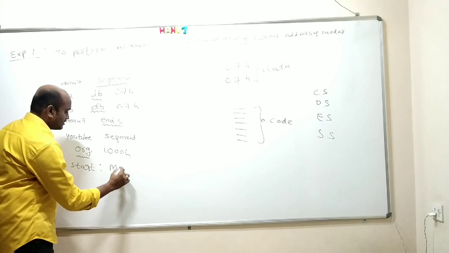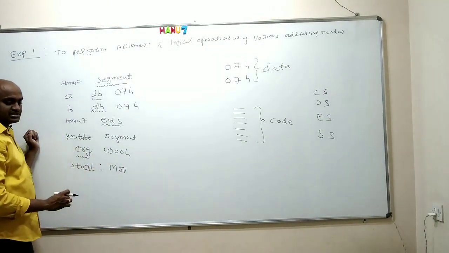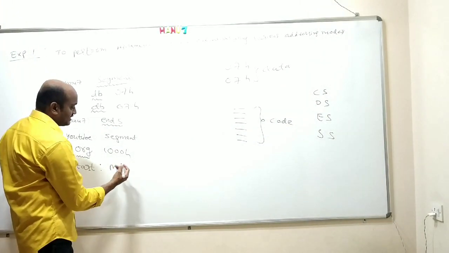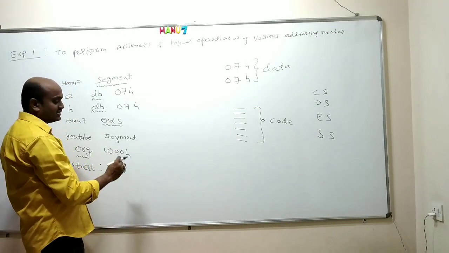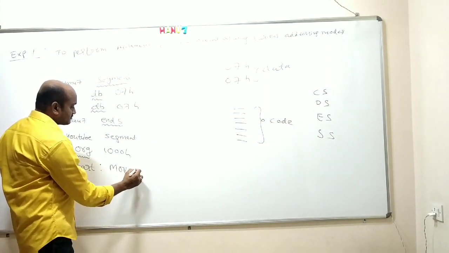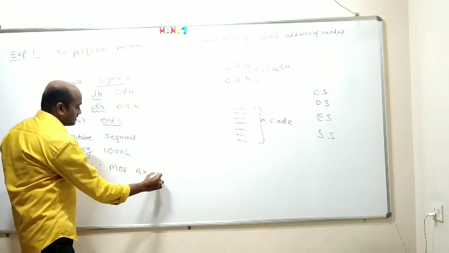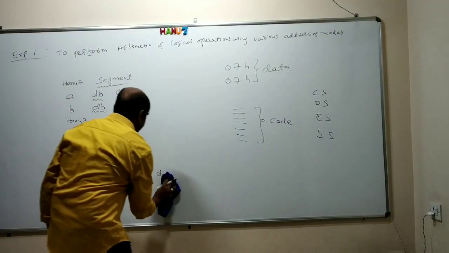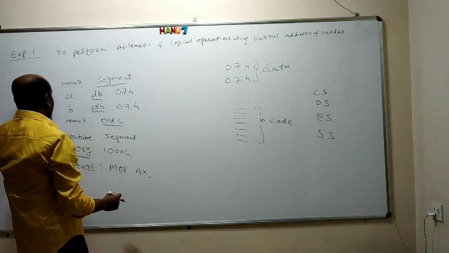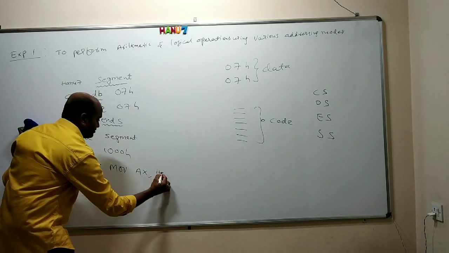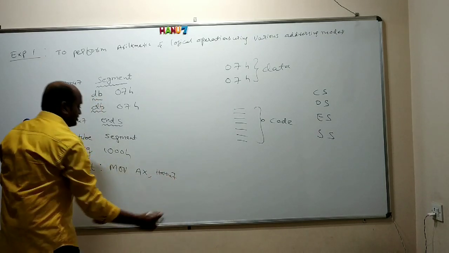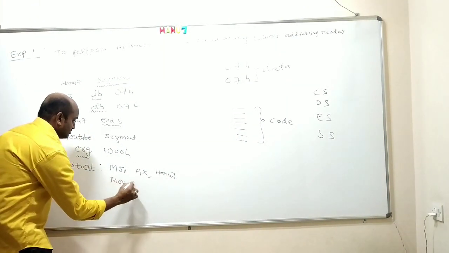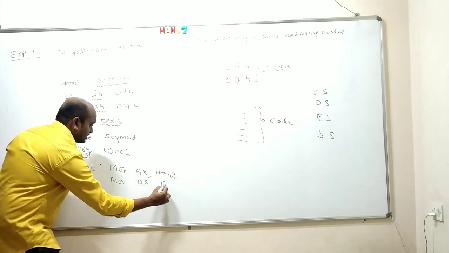So the first statement in all your microprocessor programs is MOV. MOV is an instruction which will tell how to move the data from one place to another place. So MOV AX comma, you have to write the data segment name. What is my data segment name? My data segment name is HANU7. So MOV AX, HANU7 and then MOV DS, AX.